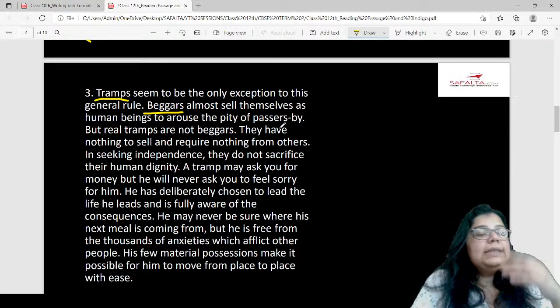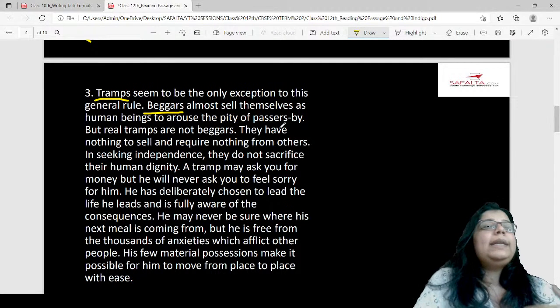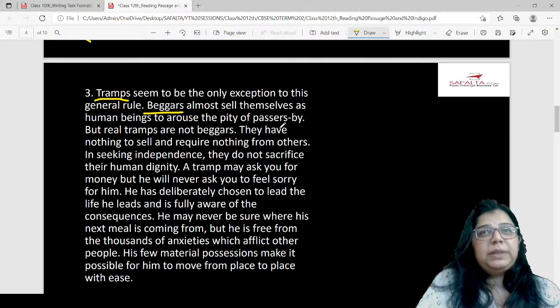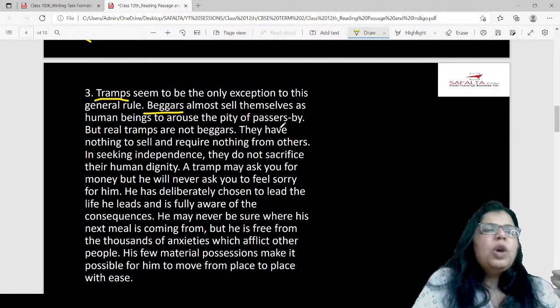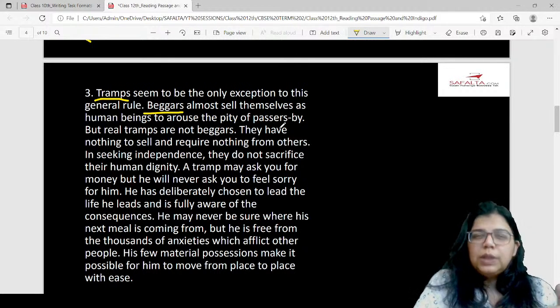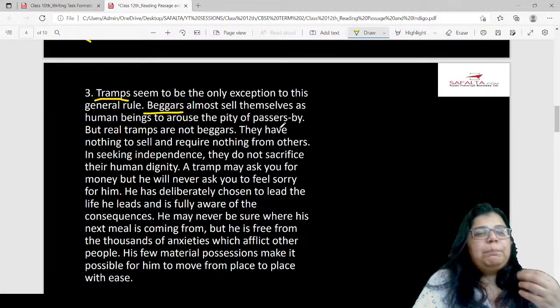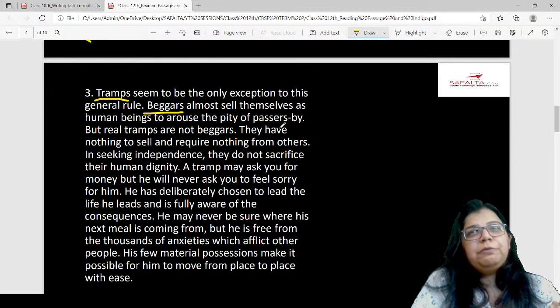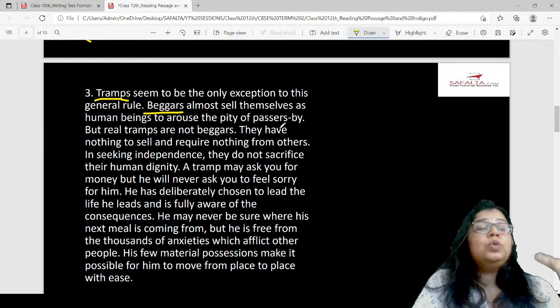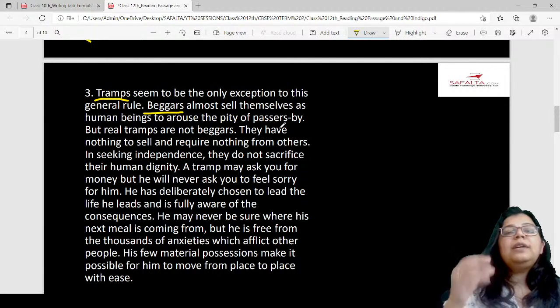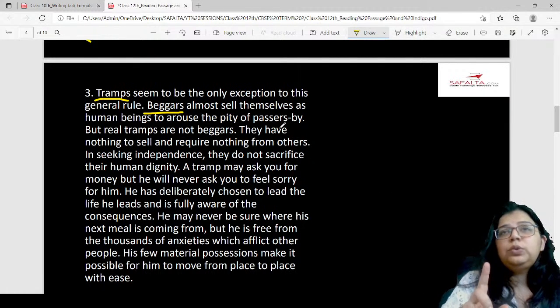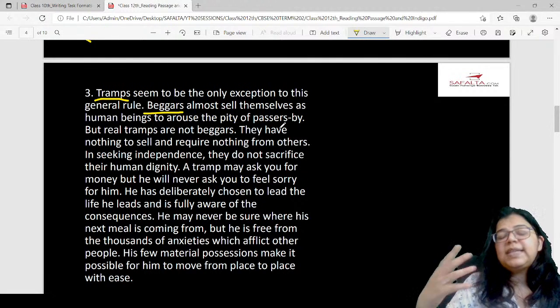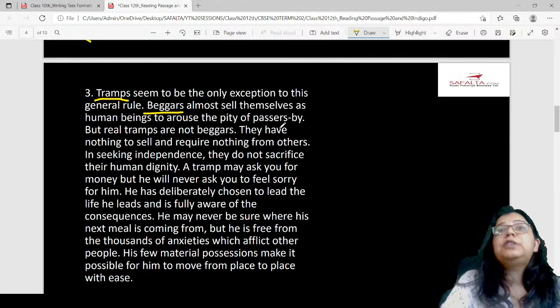So, basically, the difference is that the beggar will go to any extent to arouse the feeling of pity in you, right? That means you will always have that feeling, oh, it's a beggar, hasn't eaten, let me give them some food, right? It will be out of this pity, sympathetic feeling that you will give money to them. And they will go to any extent to rouse that feeling in you. However, the tramps will never do that. They will never sacrifice their dignity, their self-respect for it.